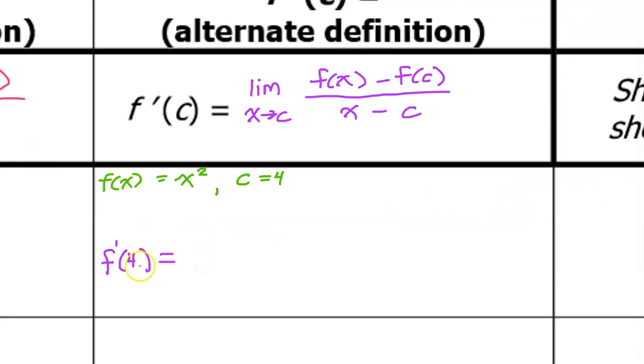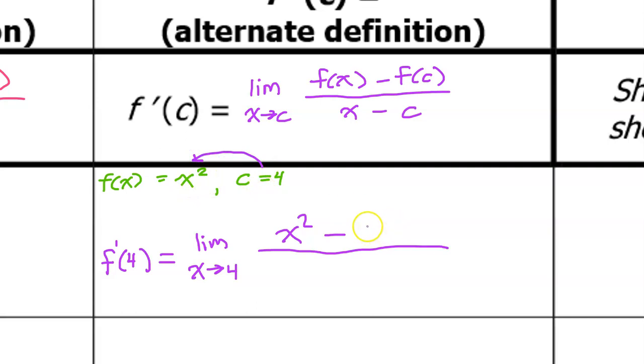Now let's write an expression for f prime at 4 using the alternate definition of a limit. So we will do the limit as x approaches 4. And then we have f of x, which is just x squared, minus f at c. Again, f at c is 4 squared, which is 16. So we will just have x squared minus 16 over x minus c. So that will be x minus 4.